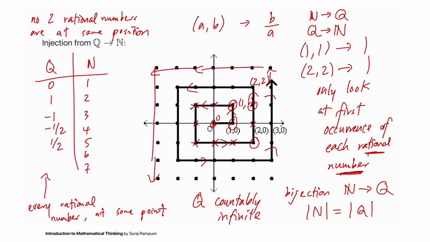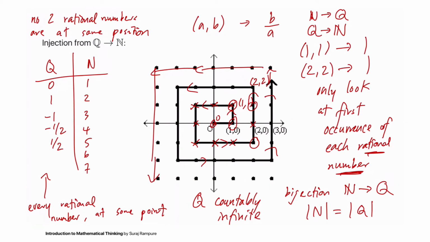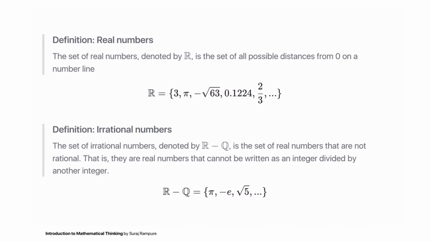Okay, so we've shown an injection from rationals to the naturals. Here we showed an injection from the naturals to the rationals. We've shown both directions. So we have that there's a bijection between the two sets, and therefore the rational numbers are countably infinite. The last set of numbers we're going to look at is the set of real numbers.